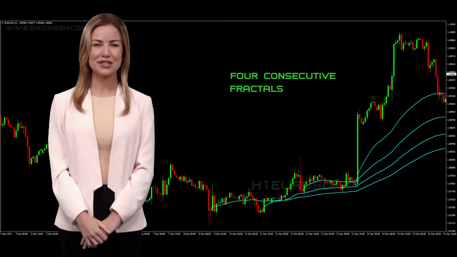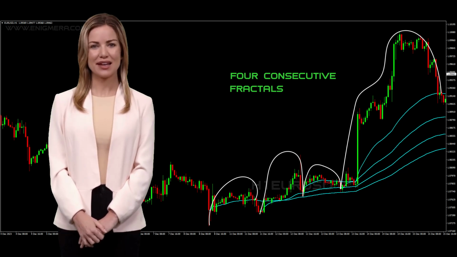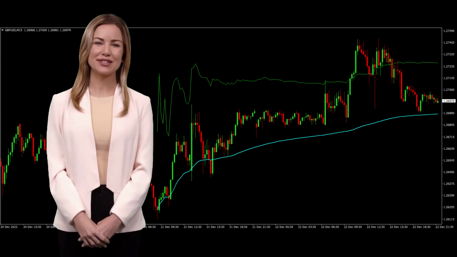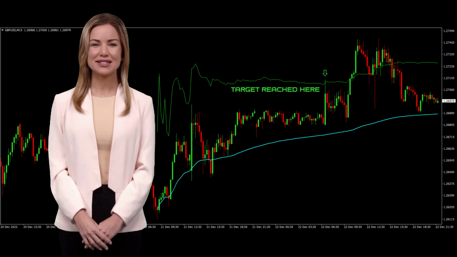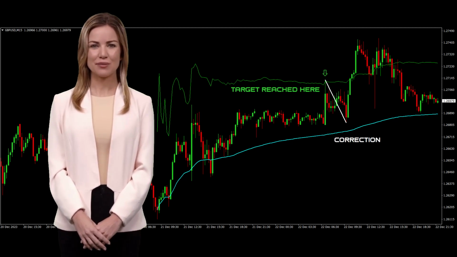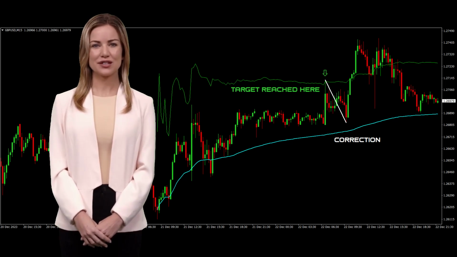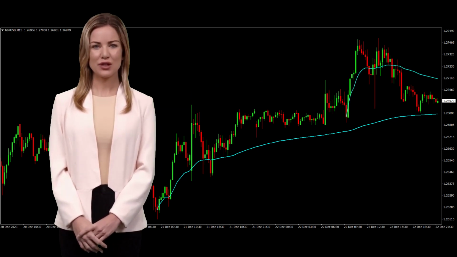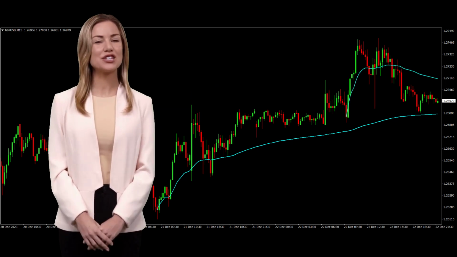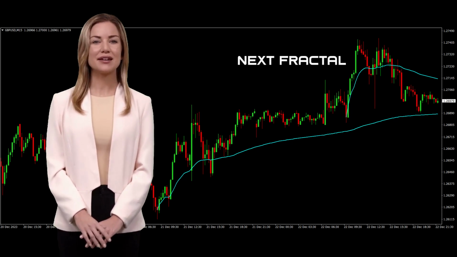Fractals can be more than 1 or 2. This is an example of 4 consecutive fractals. The more there are, the stronger the movement is expected to be. The size and shape of the fractals vary over a range. This is an example of a longer fractal that has reached its target and then corrected but did not reach the support line. Once the target has been reached, we enter a correction. The correction can end when the support line is reached. If the price does not reach the support line and goes above the target reached, this is a new fractal. Each new fractal requires a new indicator.